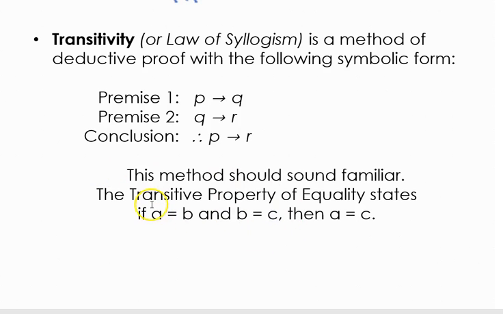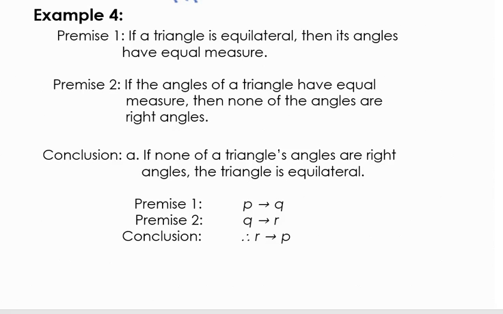This method is the transitive property of equality, and it states if A equals B and B equals C, then A equals C. And we learn this when we're learning about properties of addition.